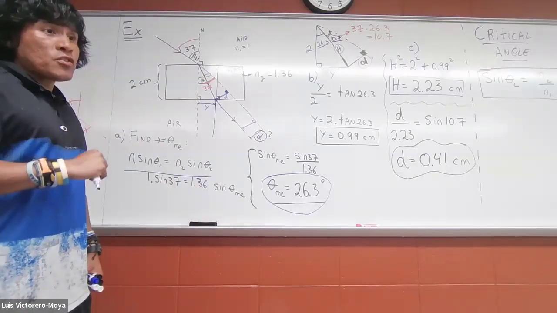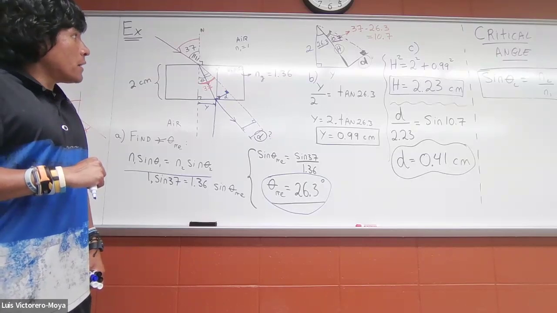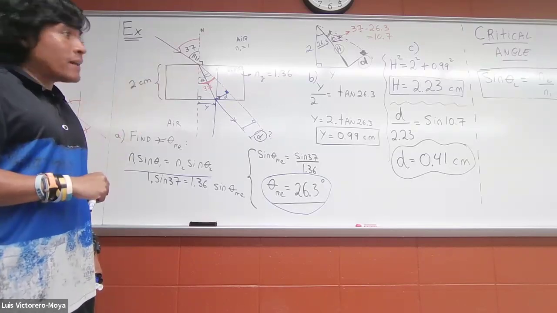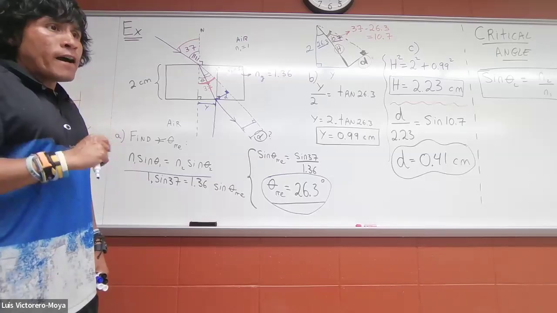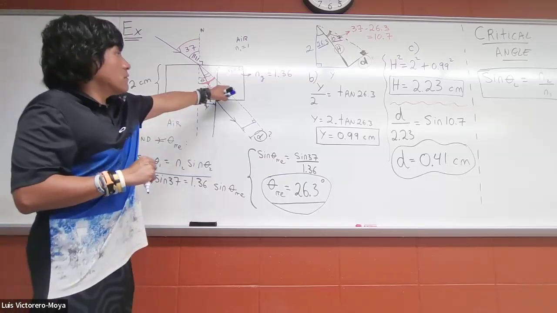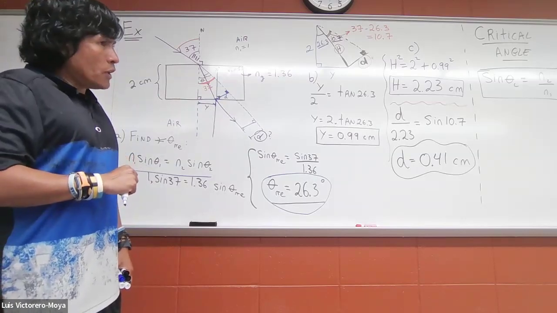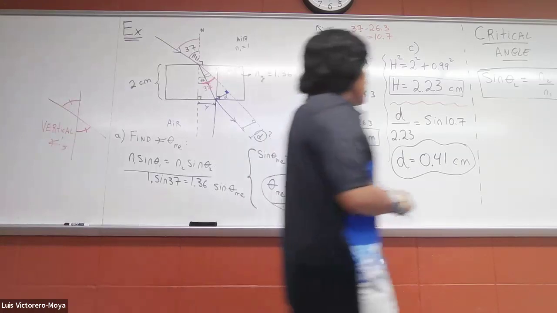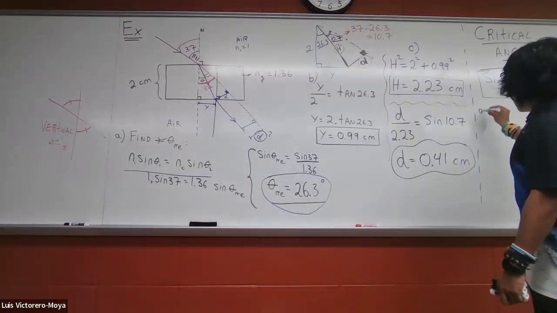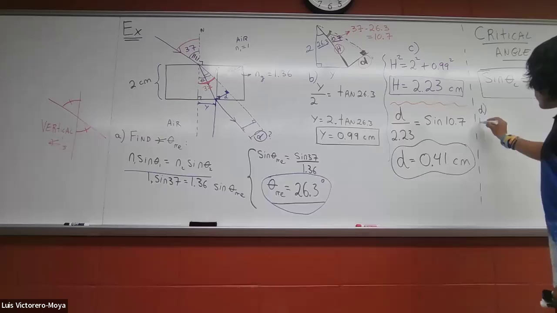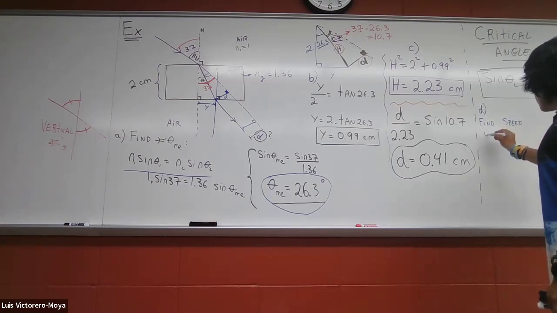Now, what other questions can you be asked, right? For example, part D is asking you, find the speed of light in glass. Okay? So let's review that. Here, part D. Find the speed of light in glass.